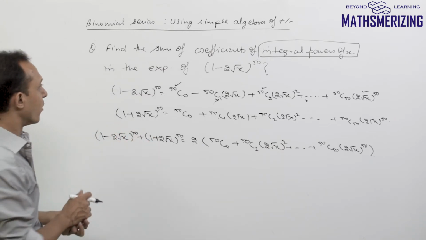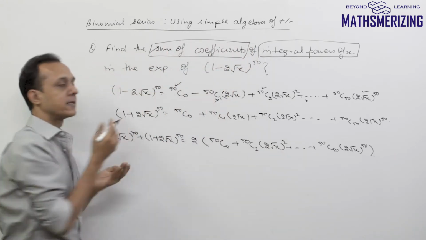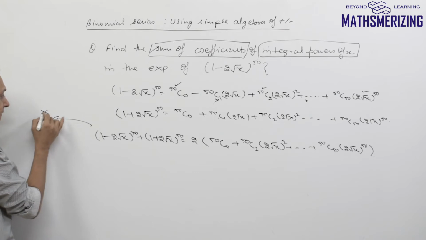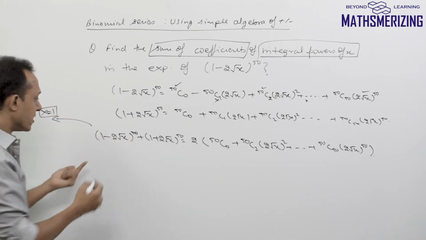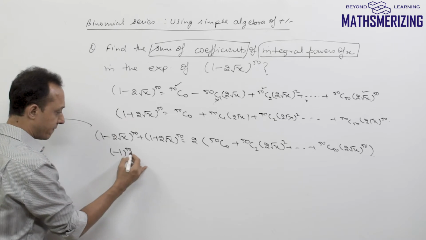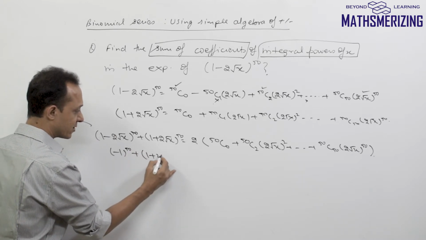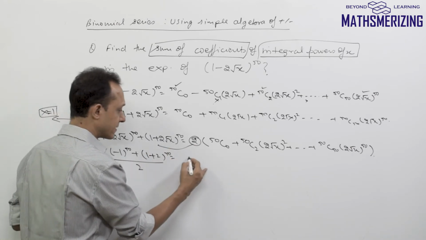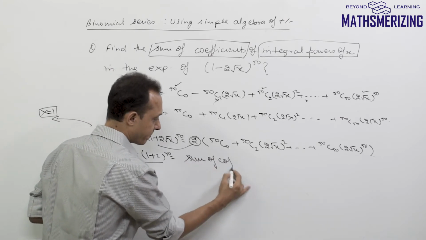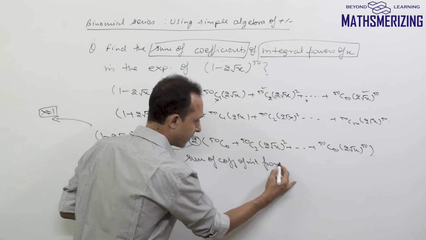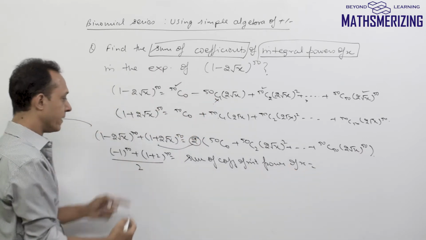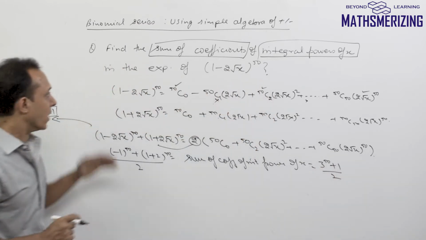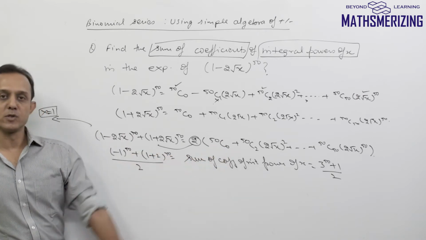Now I do not want this series, I want the sum of coefficients. And how do we get the sum of coefficients? All I need to do is put the value of every variable as 1. So I'll put x as 1 in the series. If I put 1 here, I'll get (-1)^50 + (1 + 2)^50, and I'll take this 2 to the left-hand side, divide by 2, and this is the sum of coefficients of integral powers of x. So this sum will be (3^50 + 1)/2. So the answer to this question simply will be (3^50 + 1)/2.